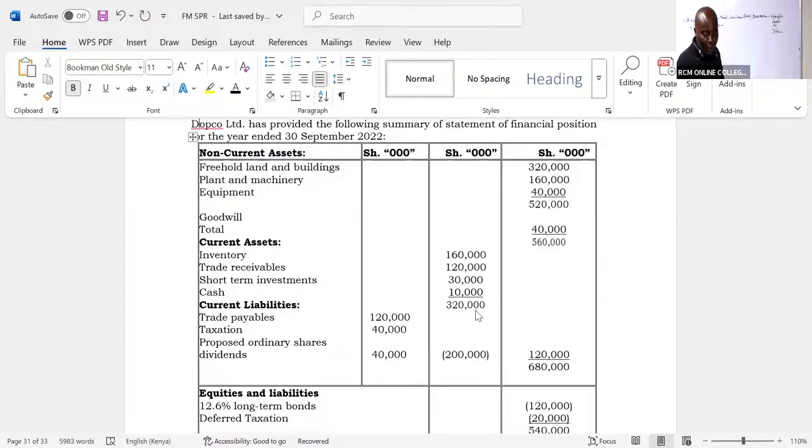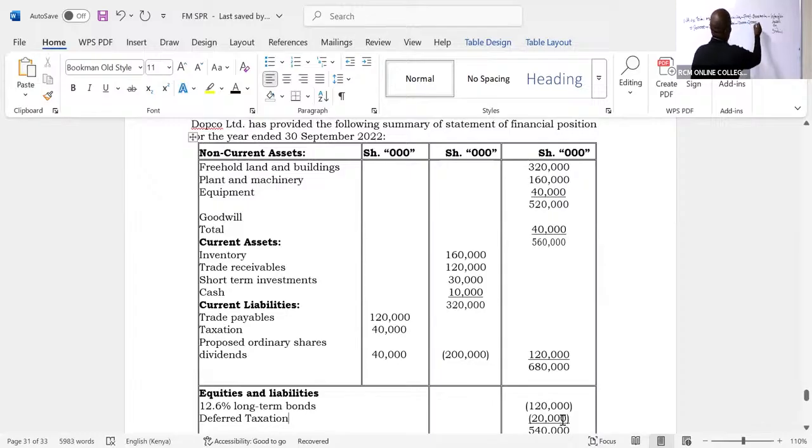minus all the liabilities, of which I'll be able to start with the current liabilities, which I'm able to see are adding to 200,000. So minus 200,000. Minus, ladies and gentlemen, our long-term liabilities, non-current liabilities, they are here. You can see we have a bond of 120,000. So you subtract that. We also have deferred taxation here of 20,000. We subtract that one. It's not our money.